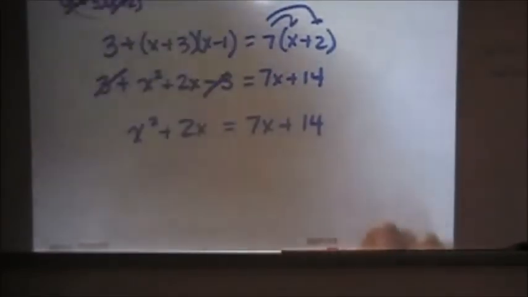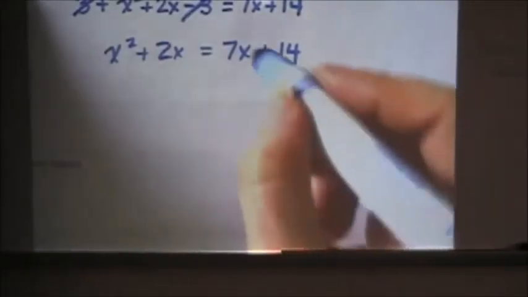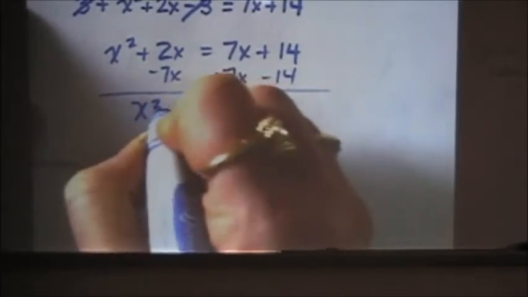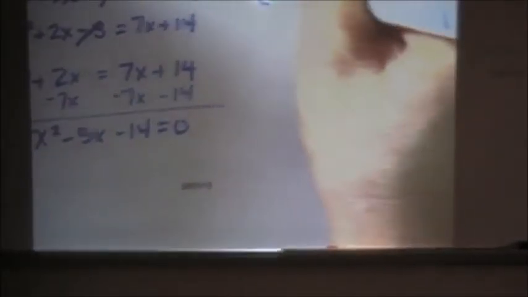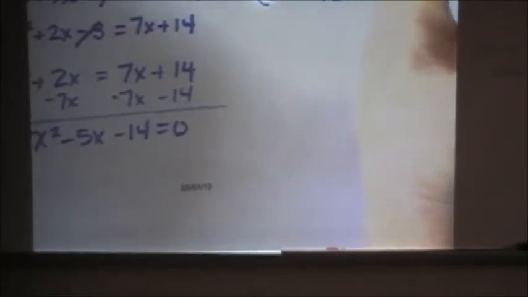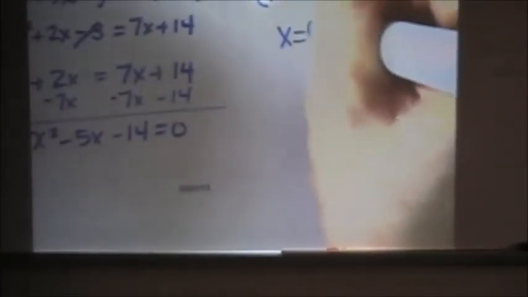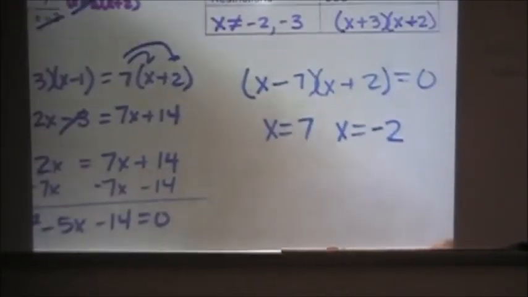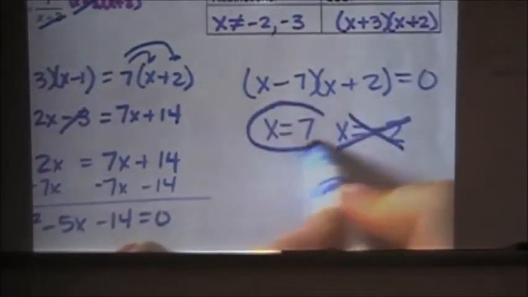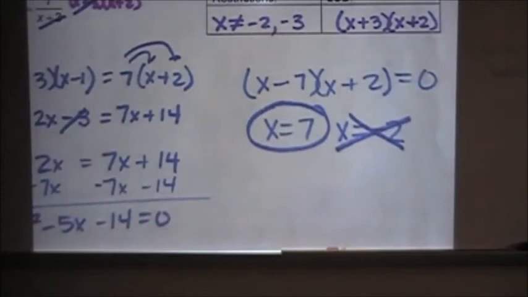I have another quadratic that we can either factor or use the quadratic formula. Either way, you've got to move everything to one side. So I'm going to subtract everything from the right and move it to the left. X squared minus 5x minus 14 equals 0. That factors again easily. X minus 7, x plus 2. So x equals 7 and x equals negative 2. But again, I have to check against my restrictions, and my restriction said x can't be negative 2. So the final answer is x equals 7. And that is how you solve rational equations.